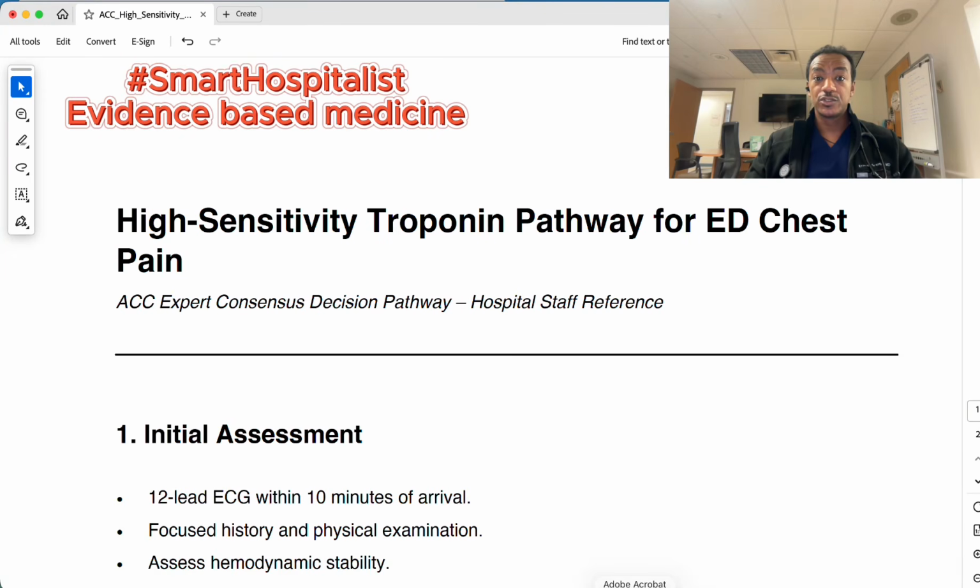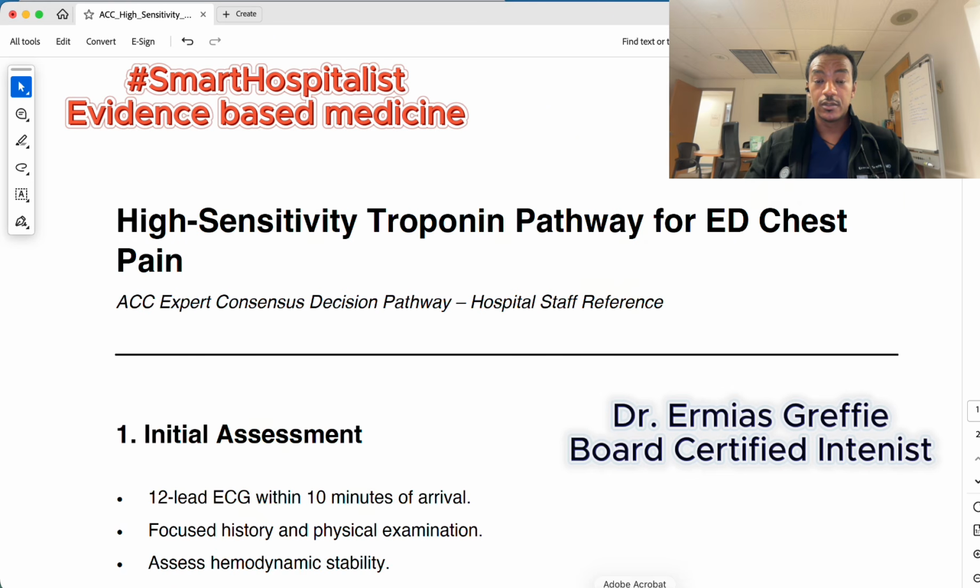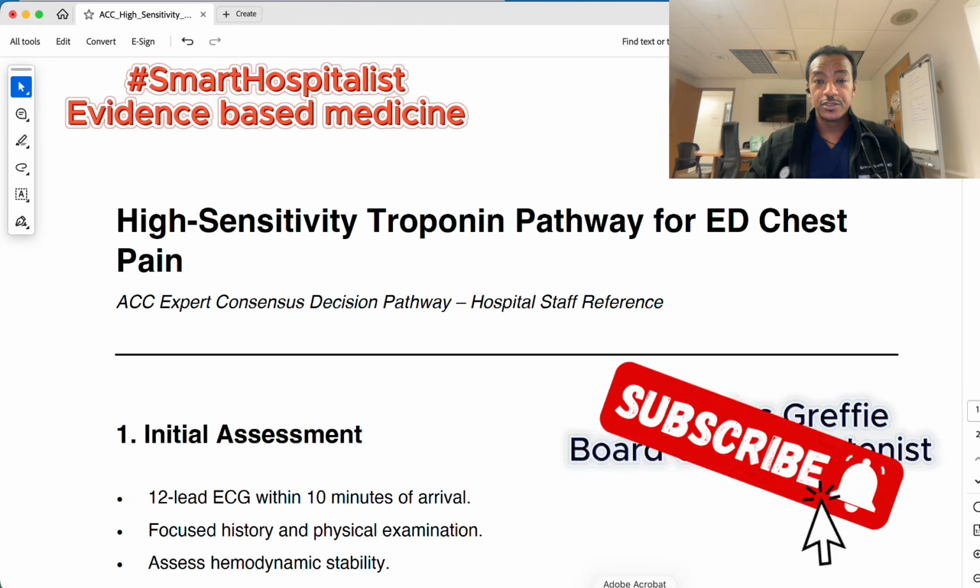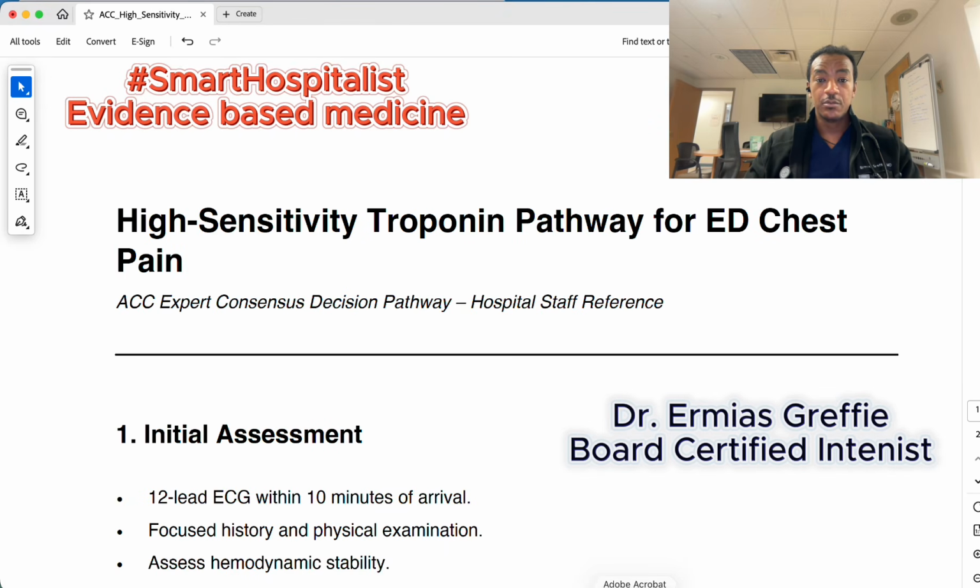Chest pain is one of the most common reasons why patients come to the hospital. But guess what? Most chest pain is not due to heart attack. But missing the one that is can cost a life.